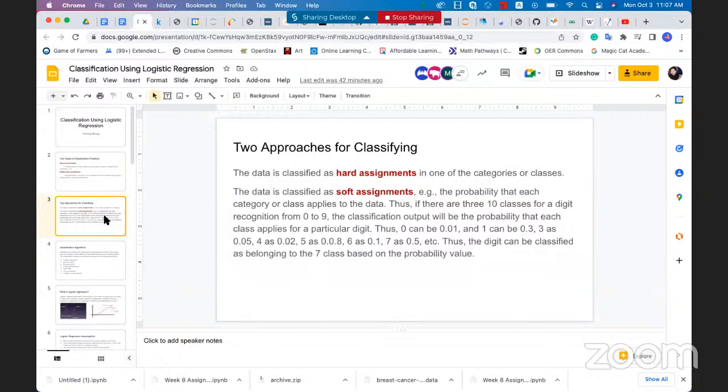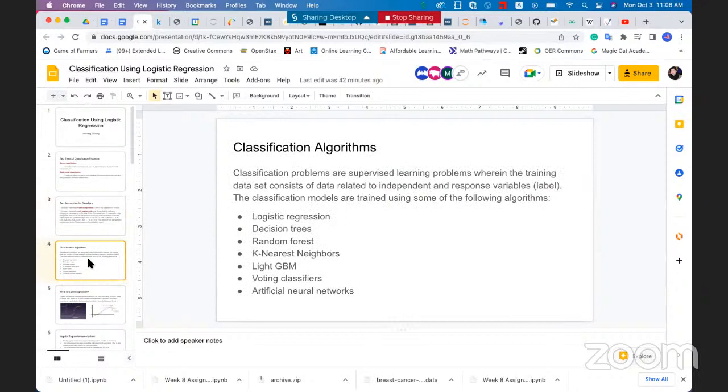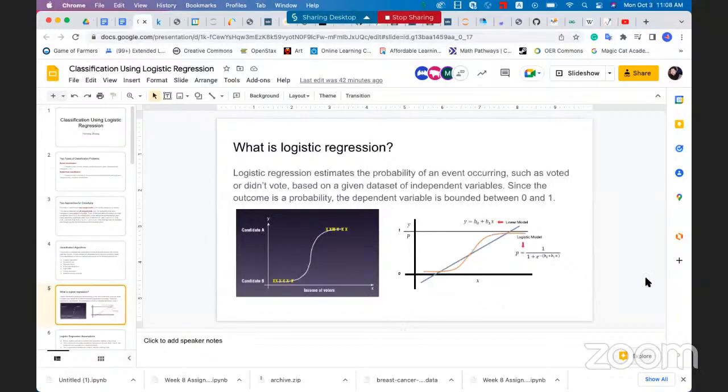We use the same method, probability, for logistic regression. There are other algorithms, and next week we'll introduce k-nearest neighbors for multinomial classification. In logistic regression, probability 0 means candidate B, and probability 1 means candidate A.